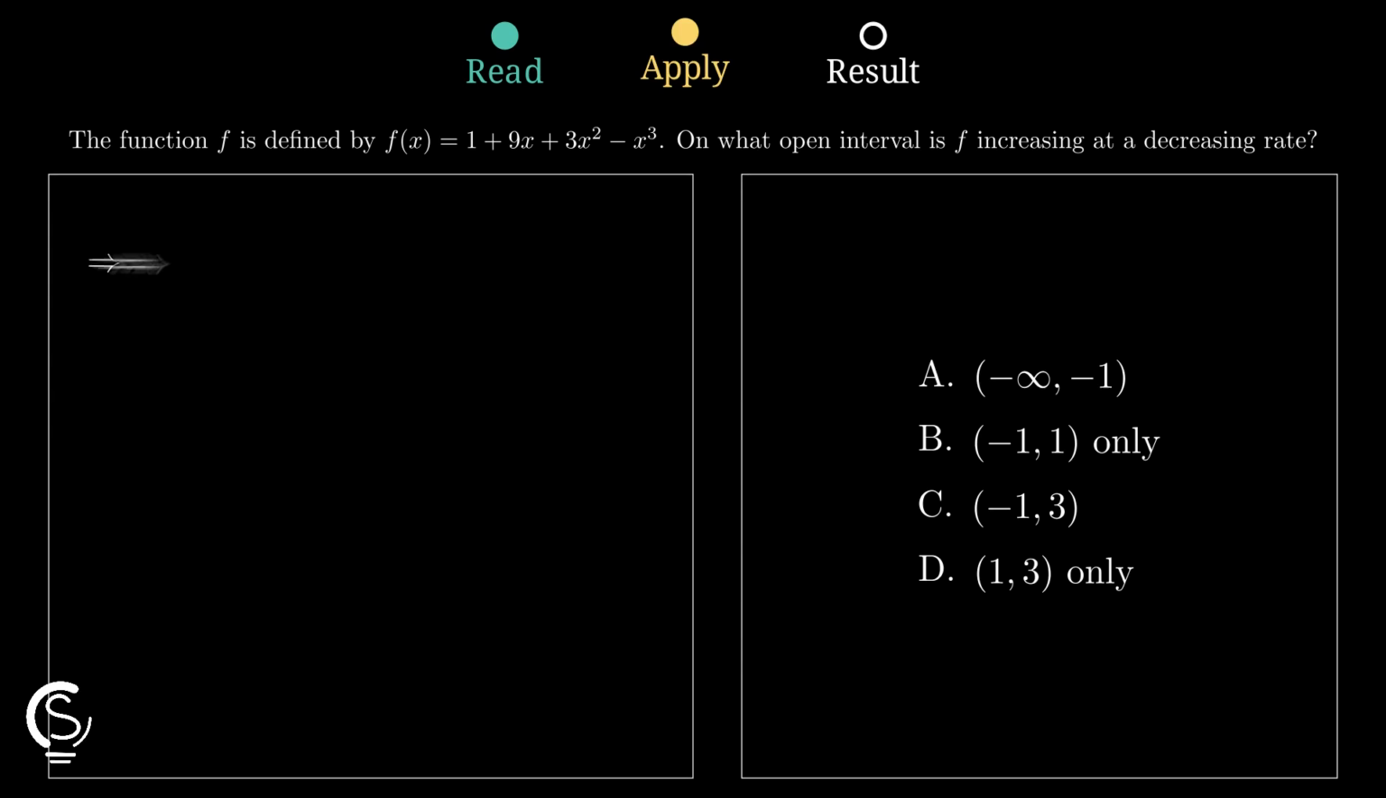Next, a decreasing rate means the second derivative must be negative. Differentiating again gives 6 - 6x. We set this less than 0, which tells us x is above 1.